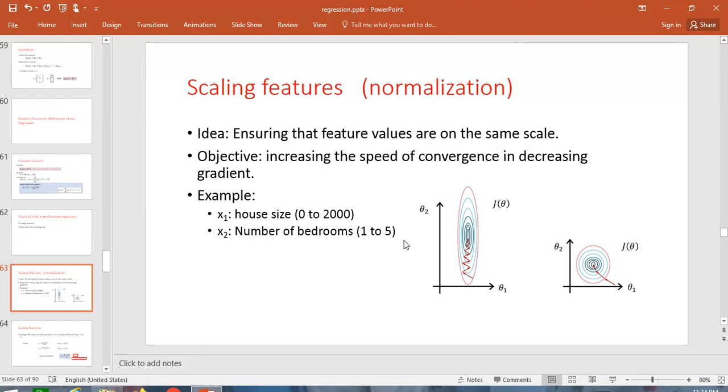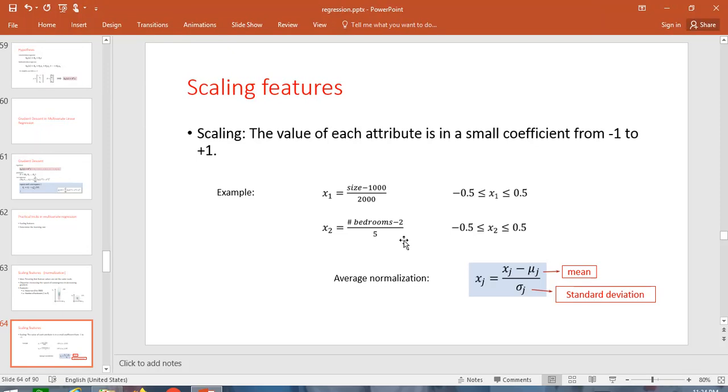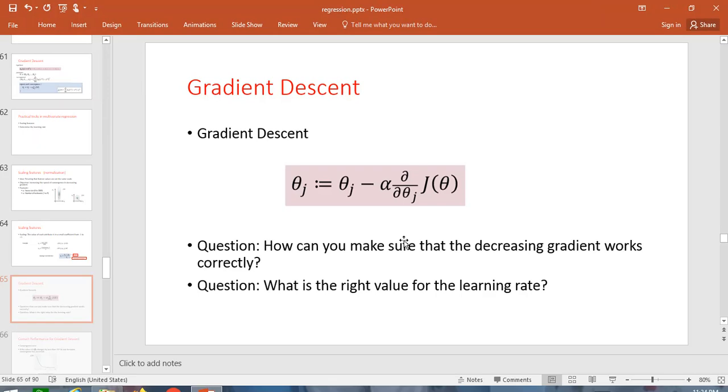For example, suppose we have two features. One is the size of the houses and the other is the number of bedrooms. You can see that the ranges of these values are very different. This causes problems. When we draw the shape of the cost function, instead of being circular, it looks like a ball that is stretched too far in one direction. Why is it too wide in one direction and too narrow in the other?